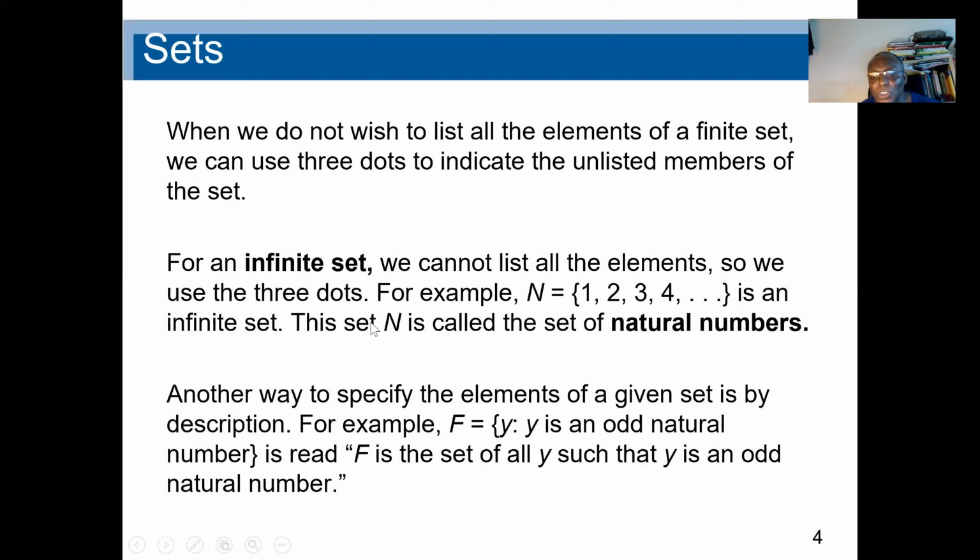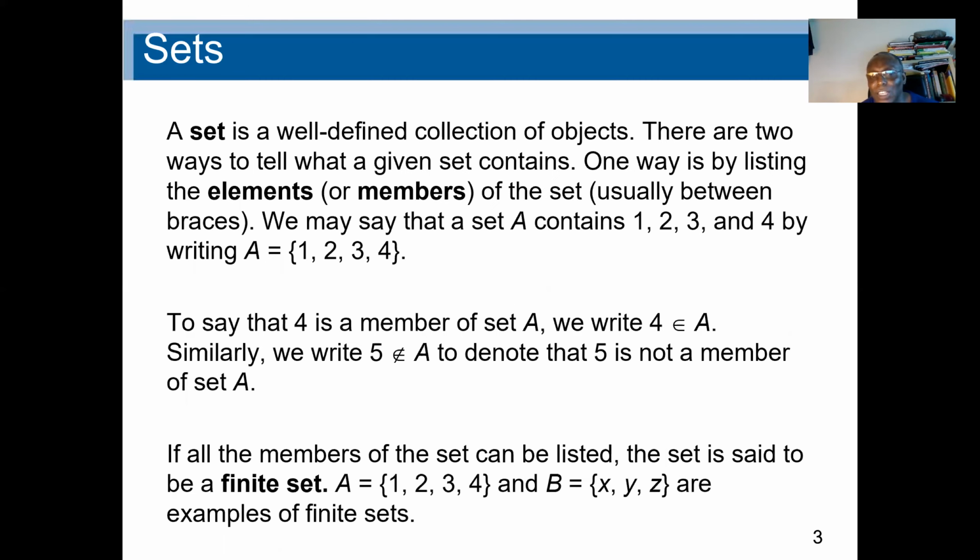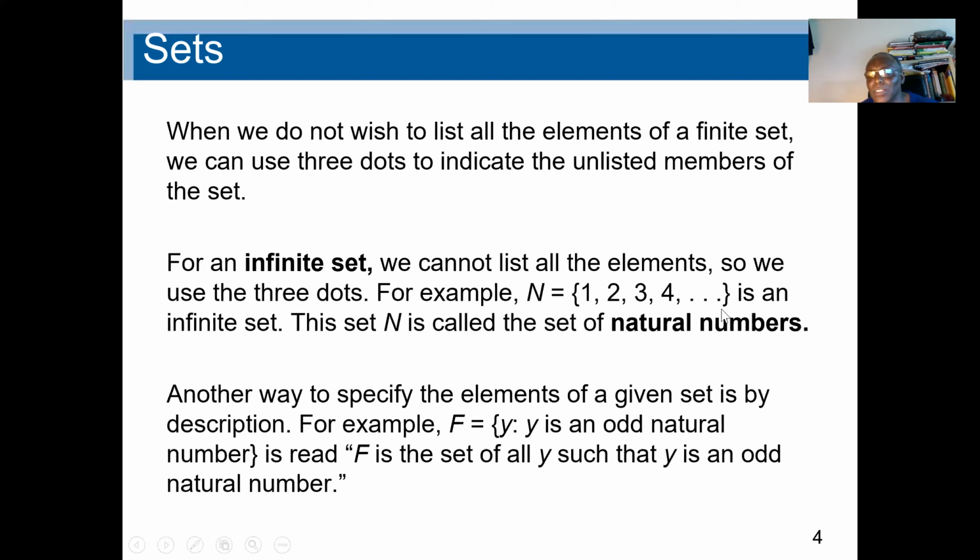So we can see the previous slide is finite because there's an end to it. A finite set means we can list all the items and the end is 4, 1 to 4. Infinite means the list keeps going, so we use three dots to represent it.